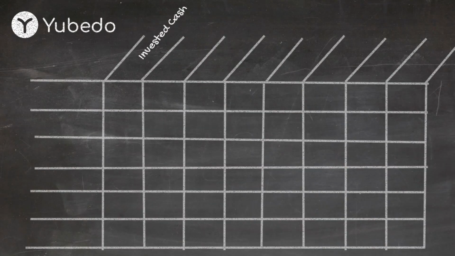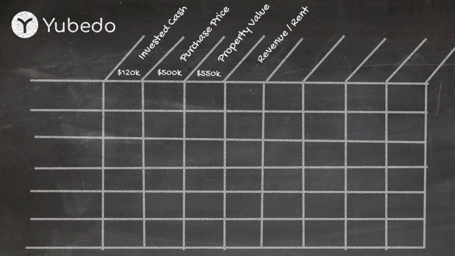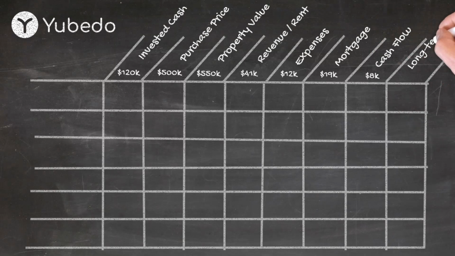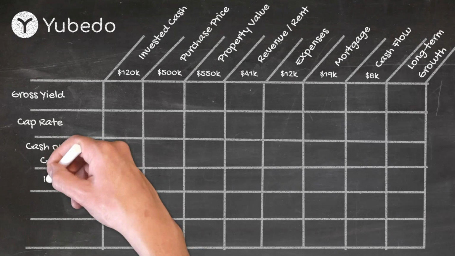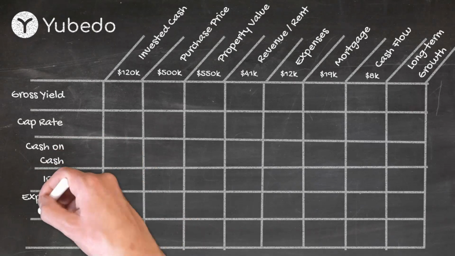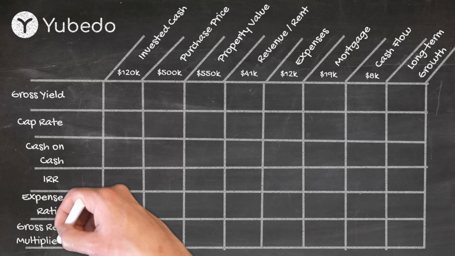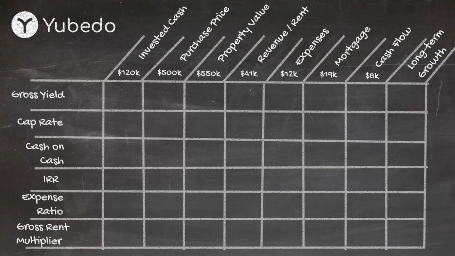So, let's dig deeper. Previously, we covered metrics like initial cash invested, purchase price, property value, rent, expenses, and mortgage. We also discussed long-term growth metrics like mortgage principal paydown, property appreciation, and the costs of selling. Today, we'll explore performance metrics such as gross yield, cap rate, cash on cash, internal rate of return or IRR, expense ratio, and gross rent multiplier. We'll break down what each one tells you and when to use them.